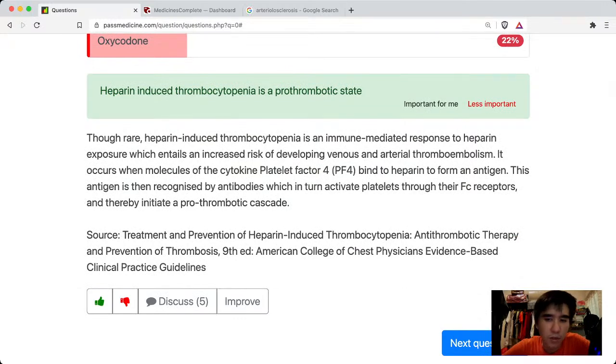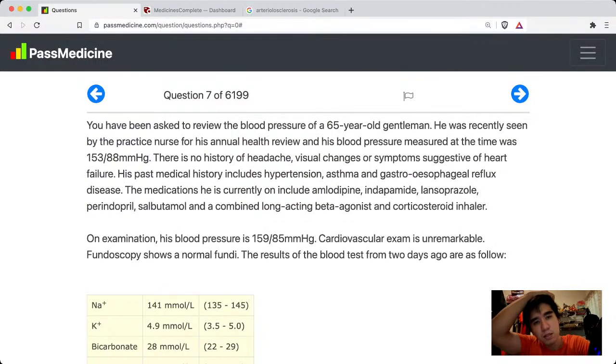Okay, next question. You have been asked to review the blood pressure of a 65-year-old gentleman who was recently seen by the practice nurse for his annual health review, and his blood pressure measured at the time was 153/88. There is no history of headache, visual changes, or symptoms suggestive of heart failure. His past medical history includes hypertension, asthma, and gastroesophageal reflux disease. The medications he's currently on include amlodipine, indapamide, lansoprazole, perindopril, salbutamol, and a combined LABA and corticosteroid inhaler.